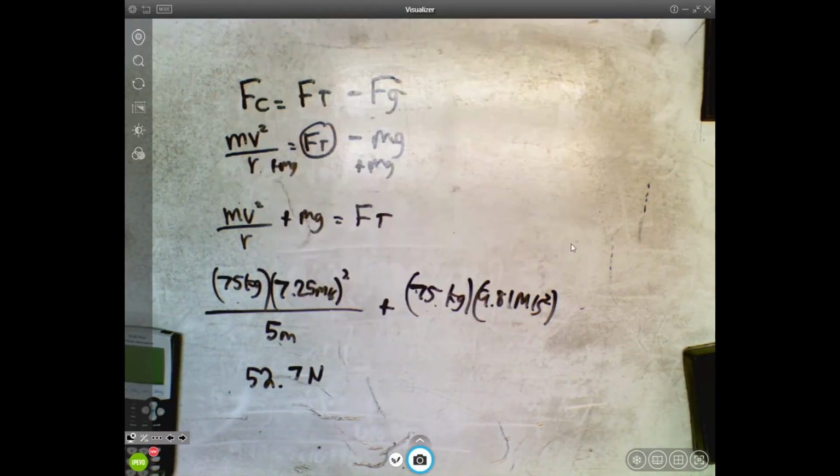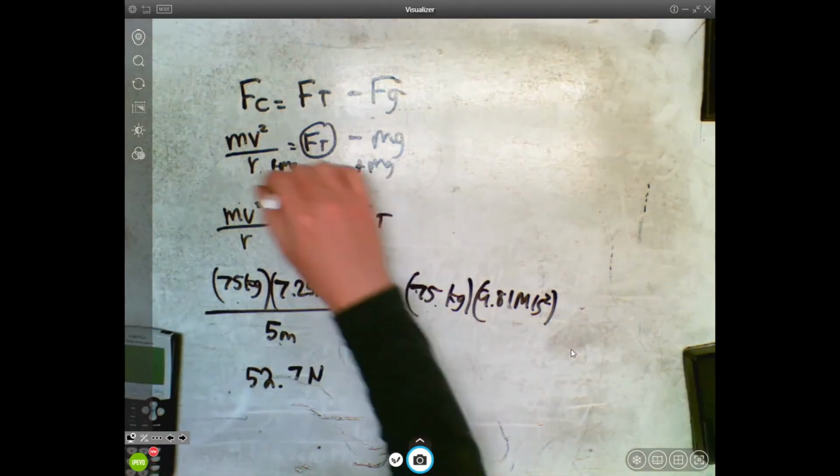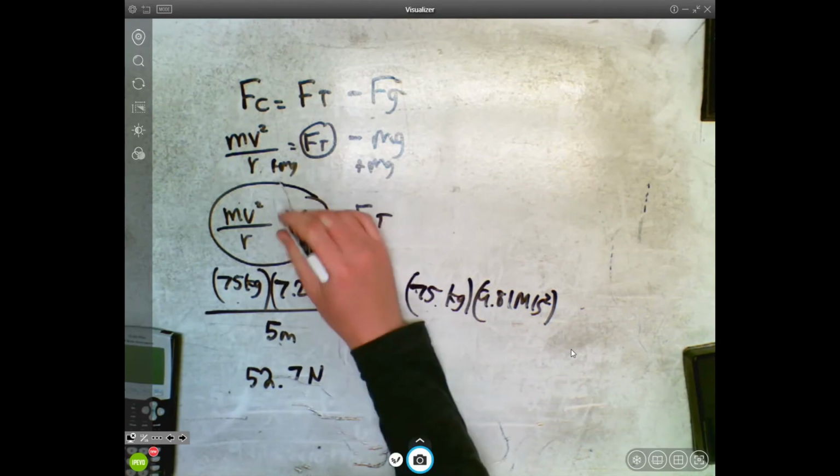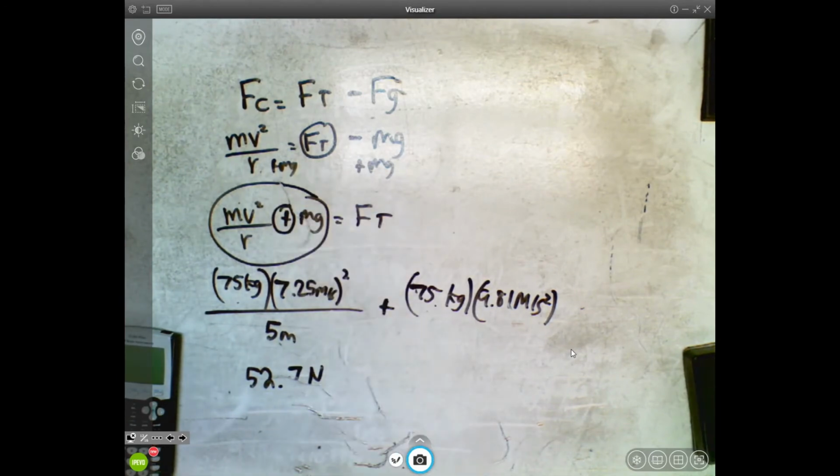And at the bottom of the loop, you will always feel heavier, because whenever we find our apparent weight, we always end up adding those two numbers together. Okay, that's important, and we'll do some practice questions with that tomorrow.